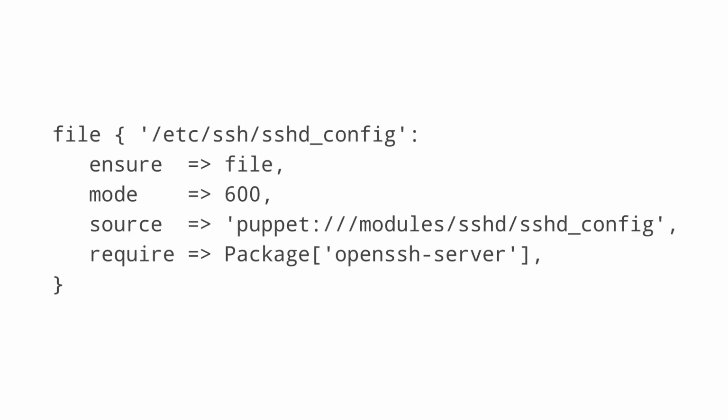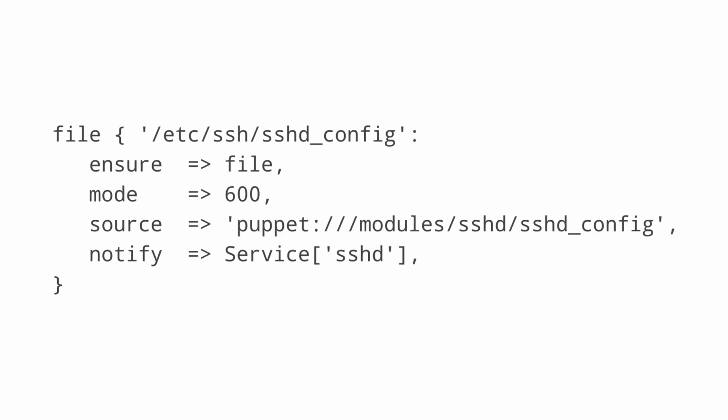This resource declaration accomplishes the same thing in a different way, using the require metaparameter. The declaration is pointing to the same resource that was declared in the previous example. But in this case, the file resource will be applied after the target resource in the require metaparameter.